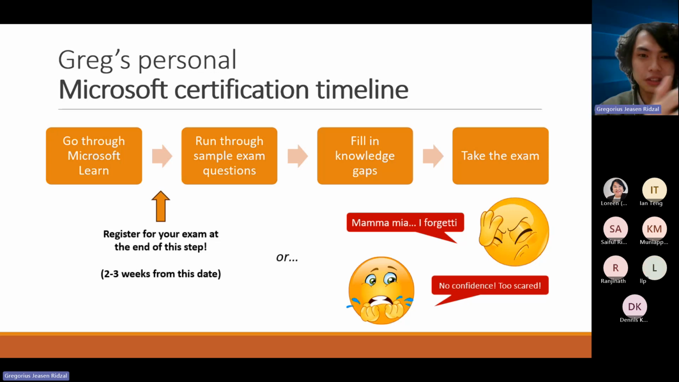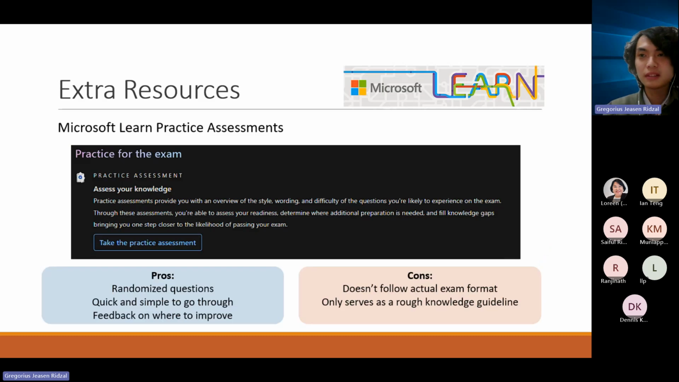So do this whole thing. Setting a deadline really helps with the discipline. So finish up your Microsoft Learn, set a deadline 2 to 3 weeks out to take the exam, right? Sign up for the exam. It's just a reminder for you to keep the effort up. And so for step 2, sample exam questions, and step 3, filling in the knowledge gaps, I would like to recommend some very good resources. Of course, the one basic resource comes in the Microsoft Learn website itself, which is the practice assessments at the very bottom.